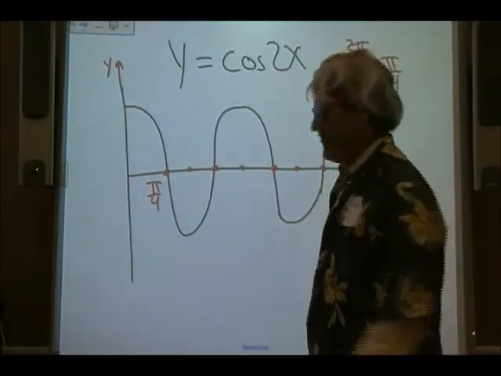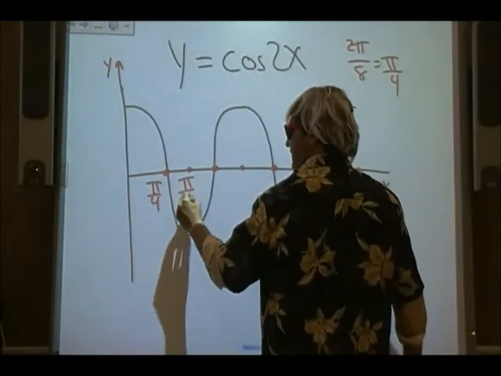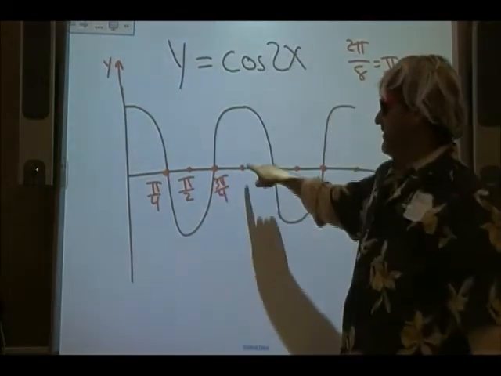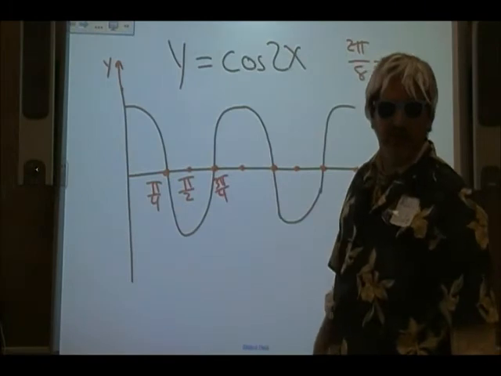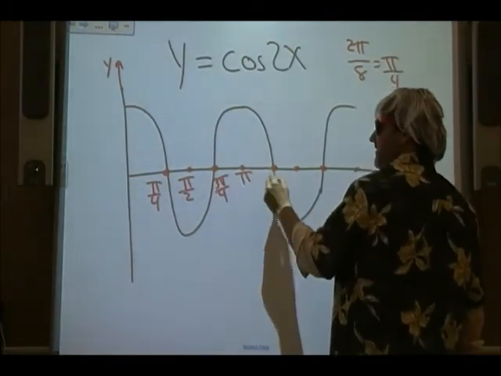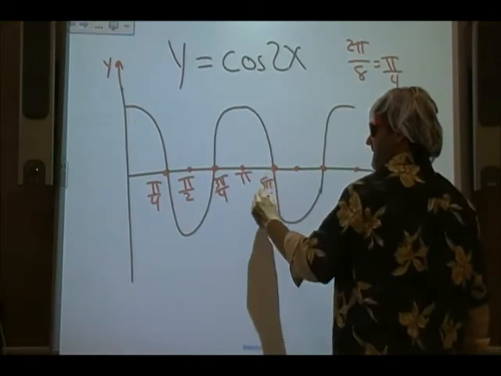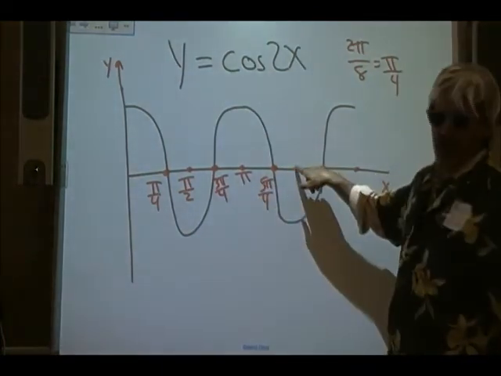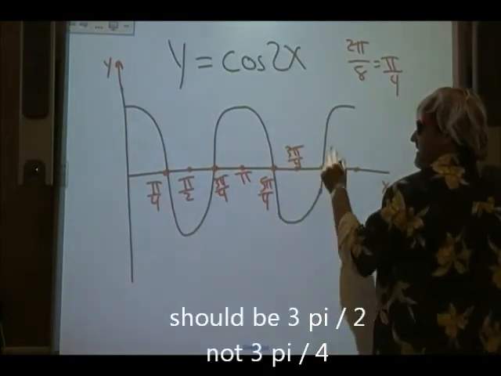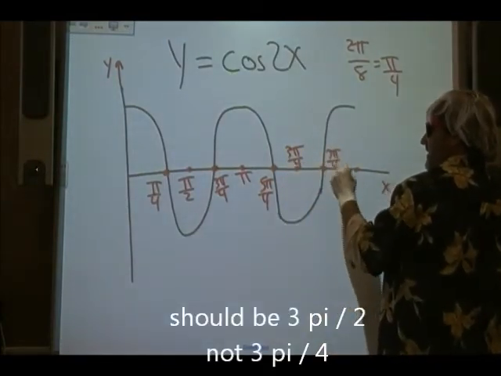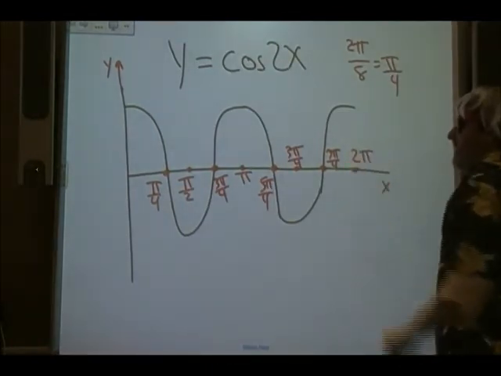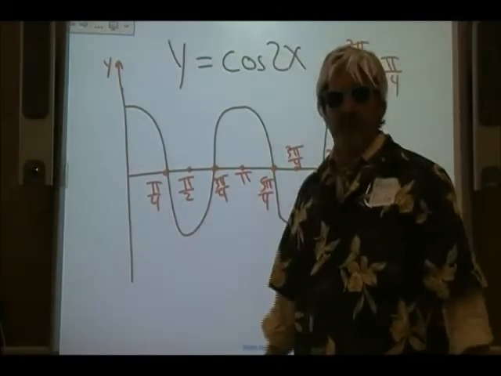Well, 2 pi over 4 reduces to pi over 2. This is 3 pi over 4. That doesn't reduce. This is 4 pi over 4. 4 pi over 4 cancels and you're left with pi. This is 5 pi over 4. This is 6 pi over 4, and that reduces to 3 pi over 2. This is 7 pi over 4. This is 8 pi over 4, which reduces to 2 pi. And that is how you label that.